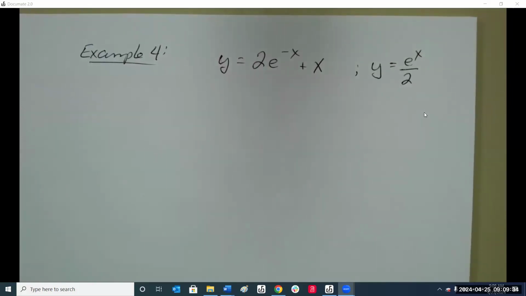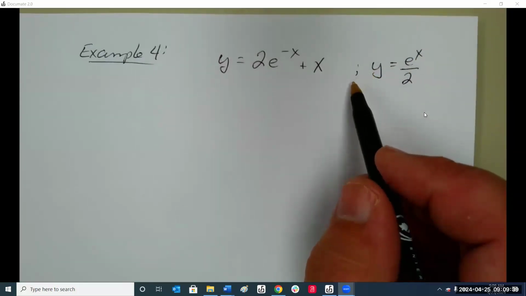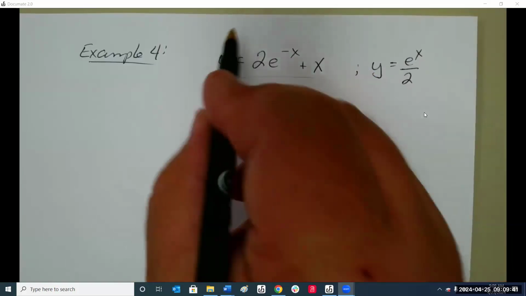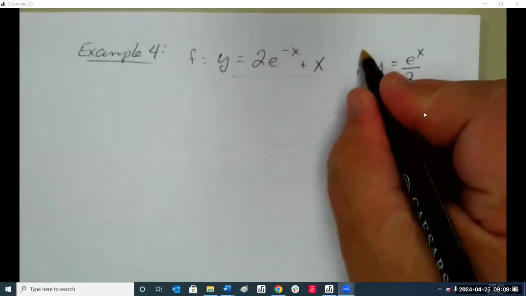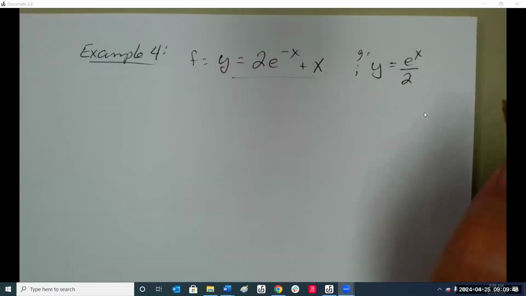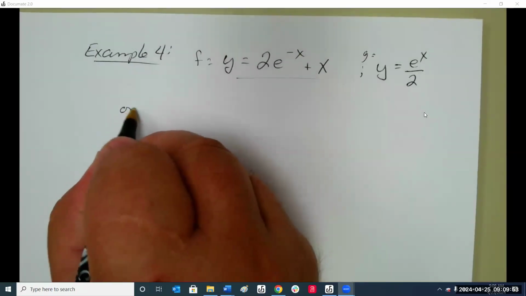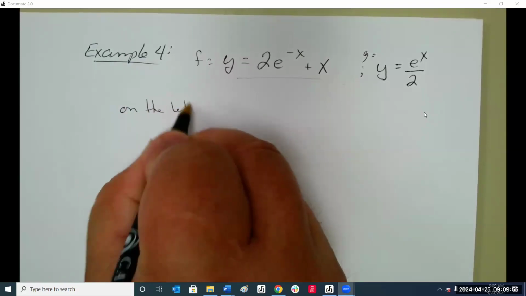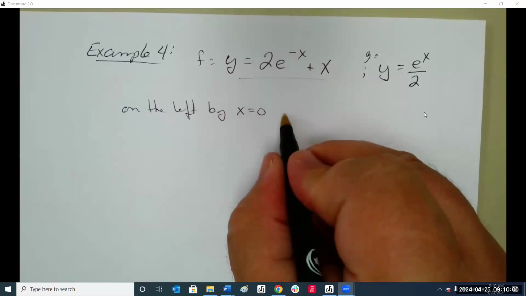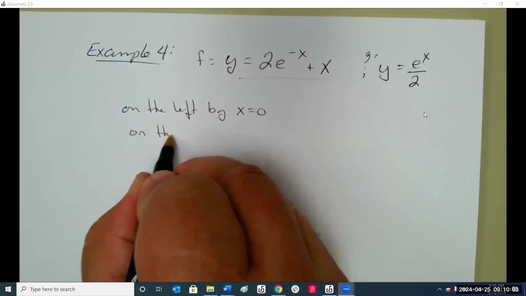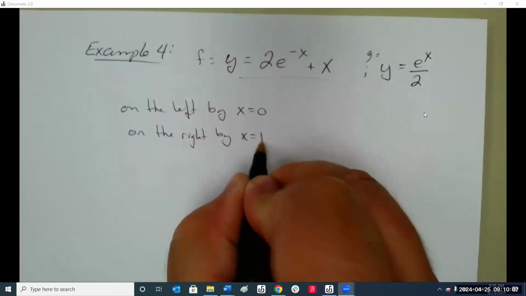Okay, let me read it. Find the area of the region bounded above by the curve. So this is the above one. This is f of x. Below, this is my g of x. On the left, by x equals 0, and on the right, by x equals 1.